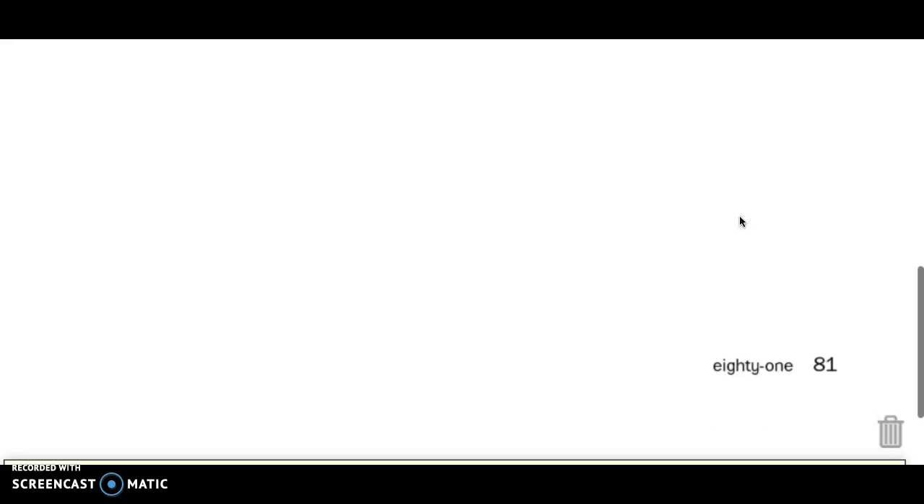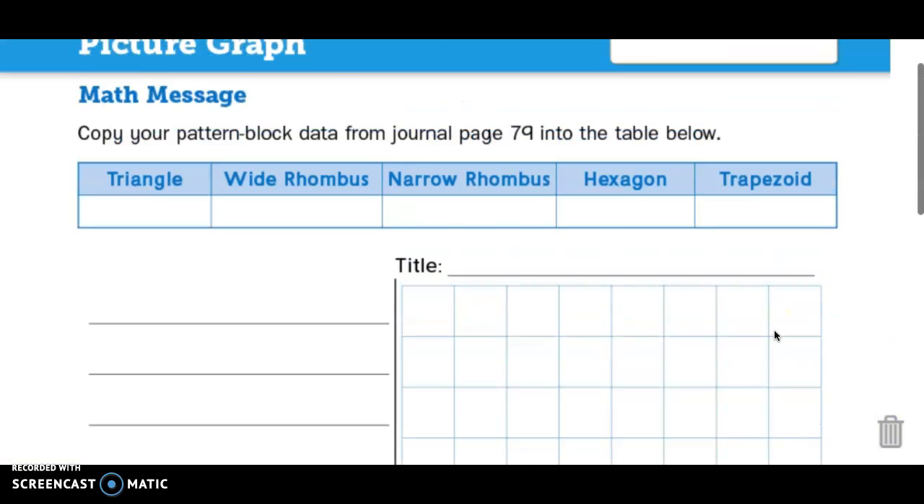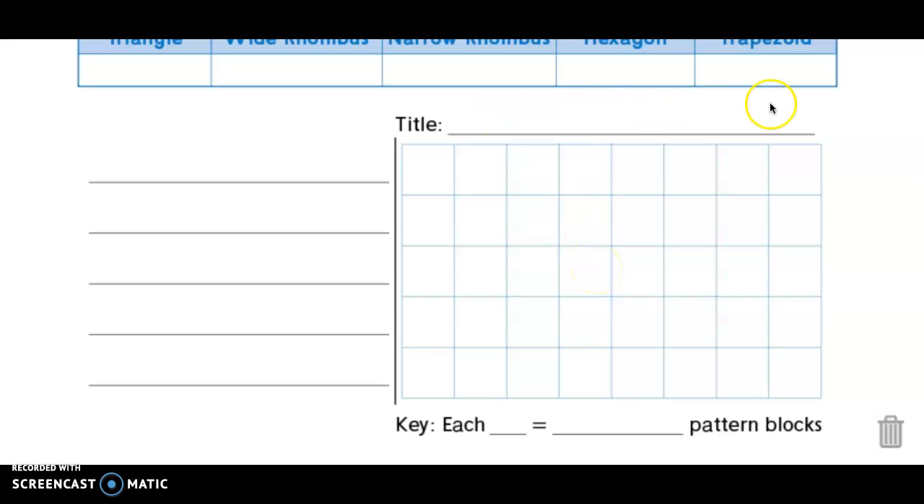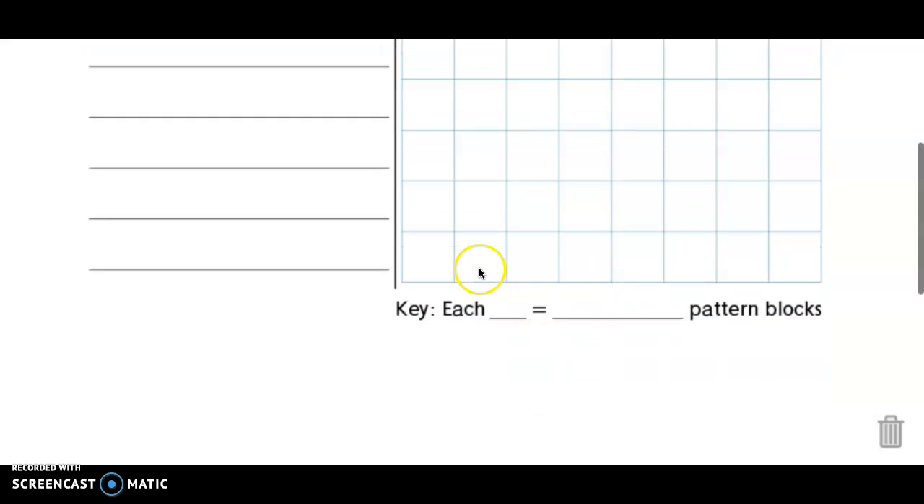Go back to journal page 79 where you filled in all of your pattern block data and give a title to this graph. What should it be called? And then I want you to fill up your bars. Fill up your bars how high you did last time.